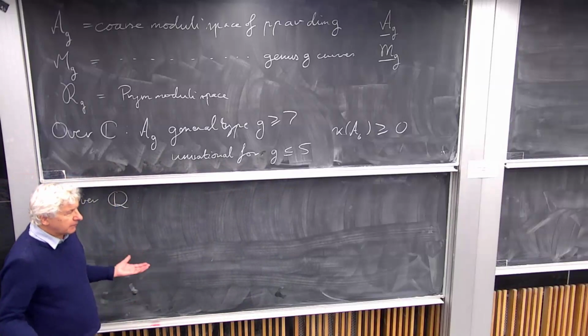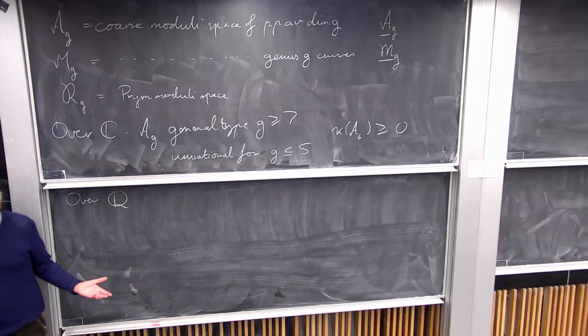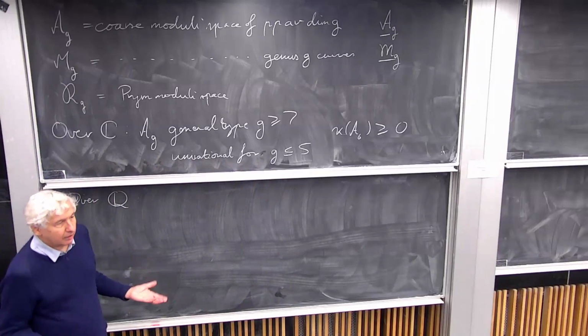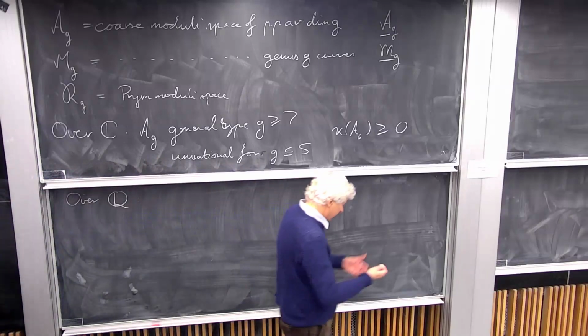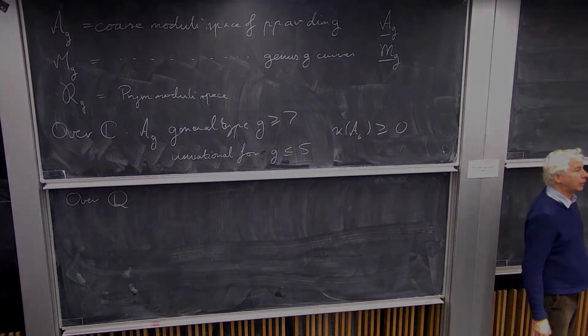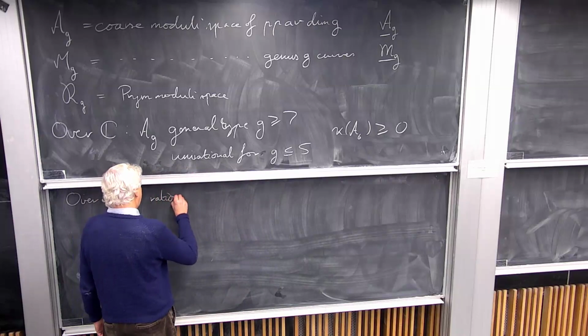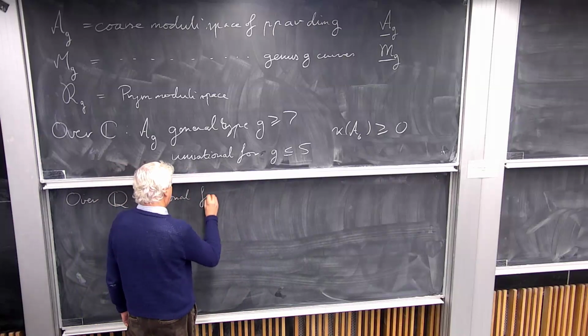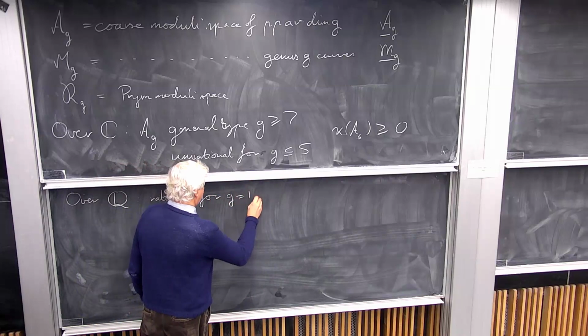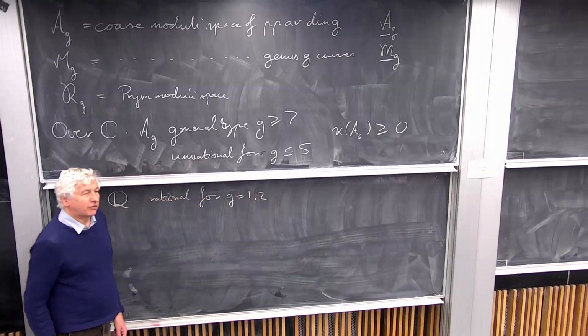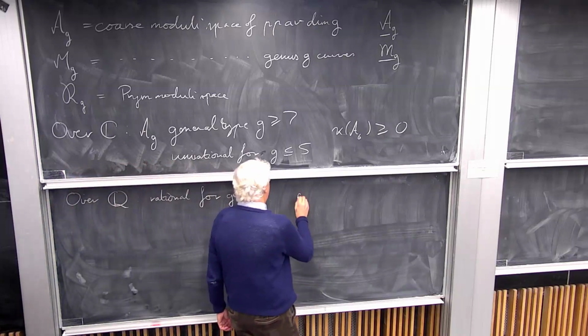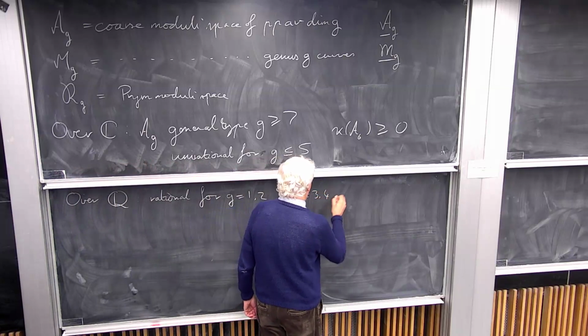So A1 is just the j-line, there's nothing to do. A2 has explicit equations written down by Igusa, and there's nothing to do, really. And those are rational. So the remaining cases then are g equals 3, 4, 5.